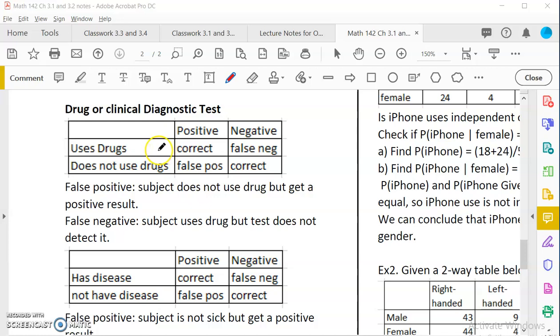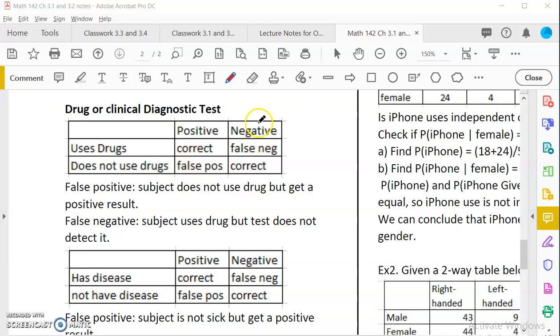we can have a table that summarizes the results. Sometimes you would catch someone that actually took drugs because the drug test shows positive, so that is a correct diagnostic or correct result. But sometimes, because of biological differences between people and how they react to drug testing material, you can have someone that tests positive but actually does not use drugs. So we call this a false positive.